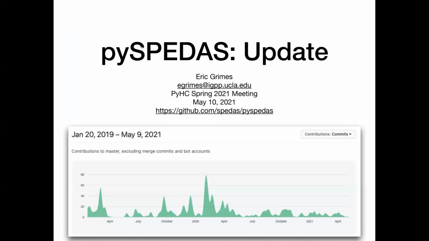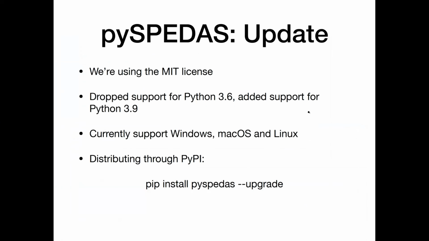All right, so I'm going to be giving an update on PySpeedS. We're still using the MIT license, so all of this is free open source and you can use it for anything. We dropped support for Python 3.6, mainly because NumPy and Xarray and most of our dependencies are dropping support for 3.6, and we added support for 3.9. We currently support Windows, Mac OS, and Linux. There were some issues with Windows earlier this year with NumPy, and those issues have all been worked out, so we're back to supporting Windows again.